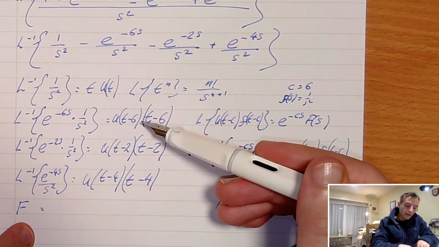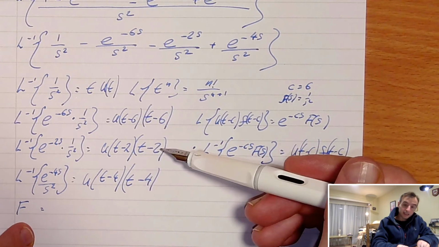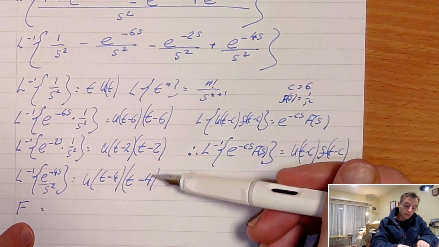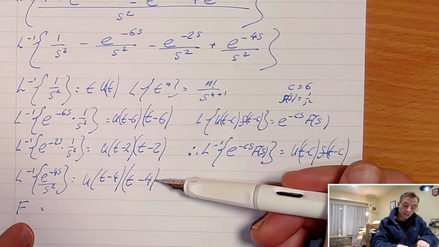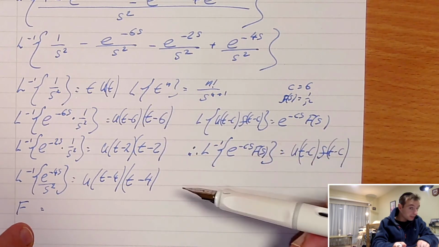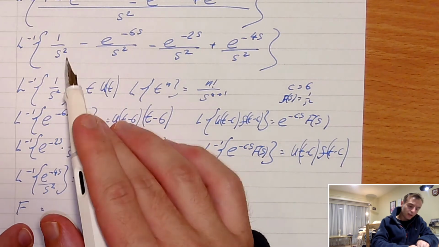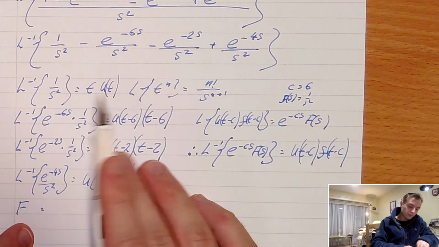At t equals 2, we've got another function, t minus 2, turns on. When t equals 4, we've got another function, t minus 4, turns on. But the other previous functions are still switched on, so we have to bear that in mind. So we can say that the function is going to be 1 on s squared. Well, that corresponds to t u of t.